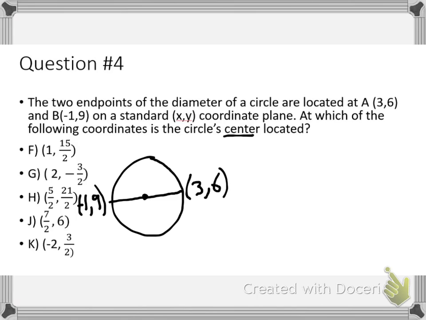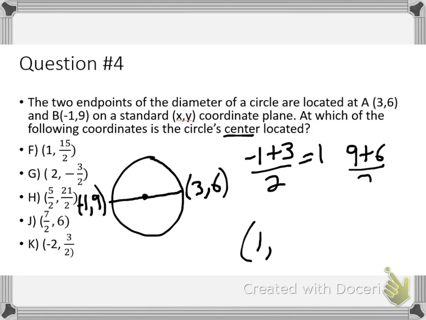We want to figure out exactly what's in the middle, which means, again, we're doing a midpoint. So we're going to add the two x values, -1 plus 3 divided by 2, which gives me 1. So that is the x value of my answer. And then I add my y values. I'm going to add 9 plus 6 and divide by 2, which gives us 15/2. That's our second number. So in this one, our answer is F.